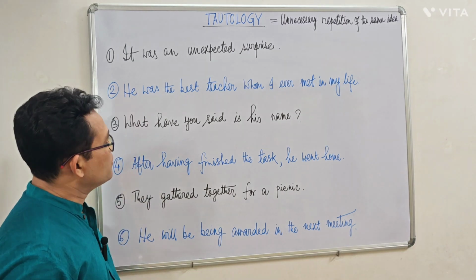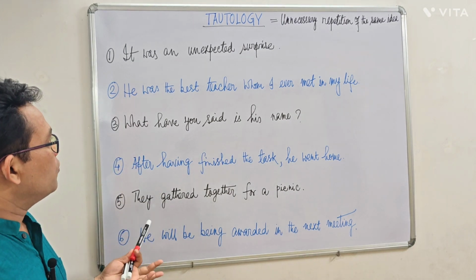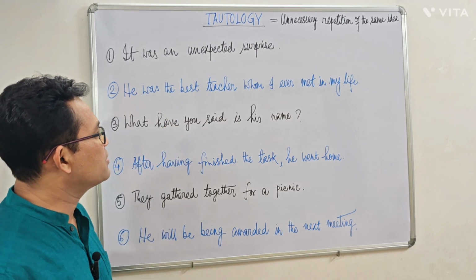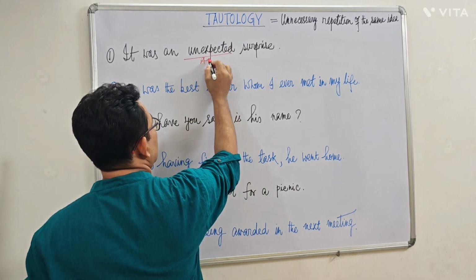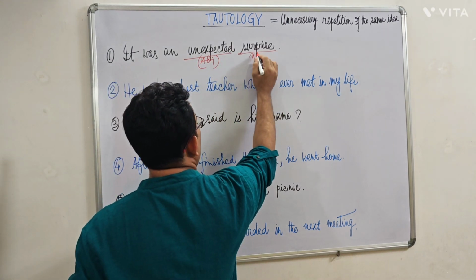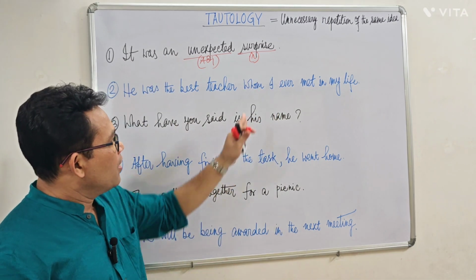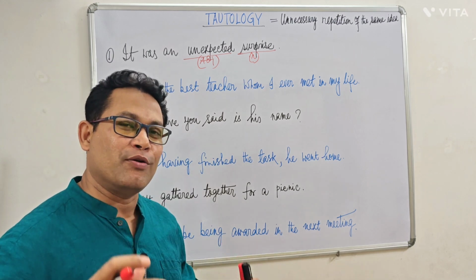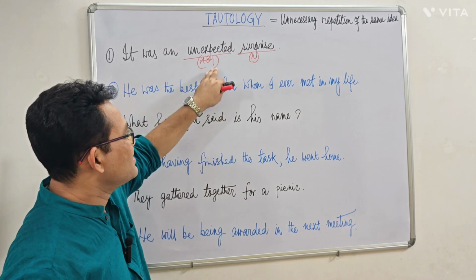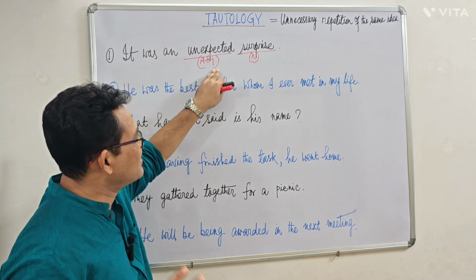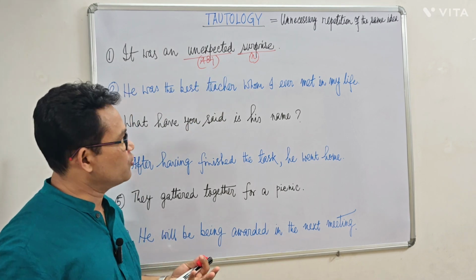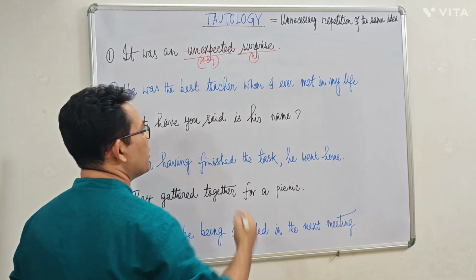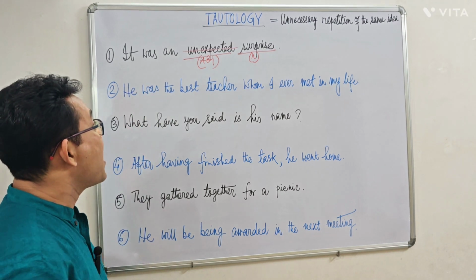Take for example the first one, it was an unexpected surprise. Now, grammatically perfect, but look at these two words, unexpected, adjective, and the noun surprise. Now whatever is a matter of surprise is of course unexpected, so a surprise will always be unexpected. That's why this adjective is redundant or unnecessary over here. So we can do two things over here if we want to correct the sentence. We have to drop the adjective straight away, then the sentence will be correct. It was a surprise.